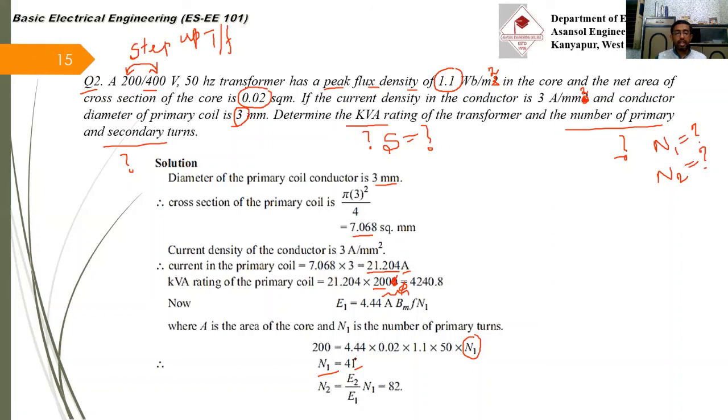Now taking this N1 value as 41, calculate the N2 value from the turns ratio equation. So N2 equals E2 by E1 into N1. That means the value is 82. So all the values you have calculated. So kVA rating first done. Then this is the number of primary turns and this is the number of secondary turns.